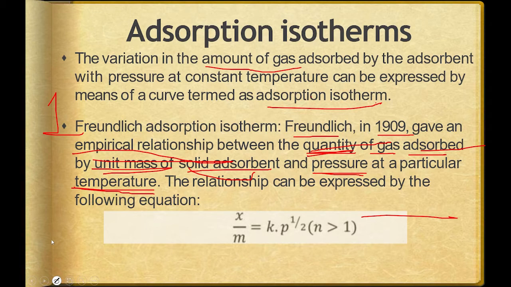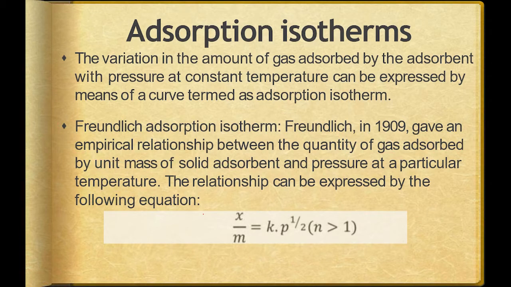Okay. Now, how can this relationship be expressed? It can be expressed with this equation, which you need to keep in mind. That is x by m equals k p to the power 1 by n, where k is a constant, p is pressure, and n is greater than 1.